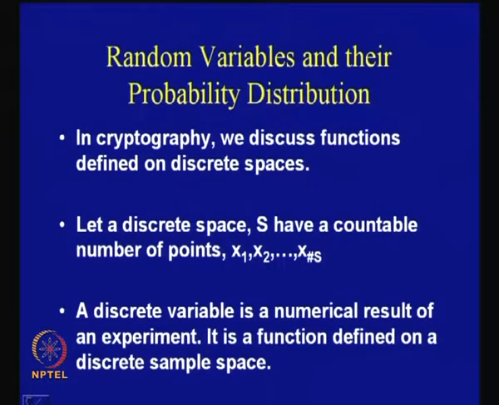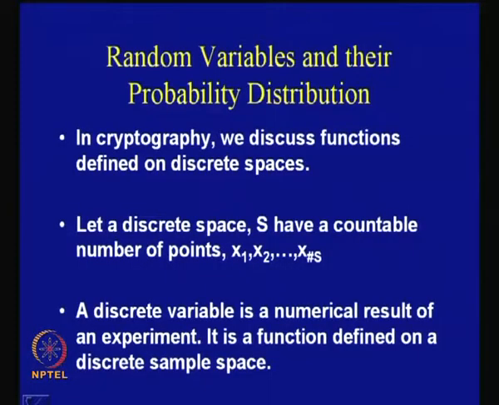Therefore, in this case, the total possible sample points can take some discrete possible outcomes. It can run from x1 to x2 till x hash s, where hash s is nothing but the number of elements in the sample space. For each of these sample points, we define a probability.